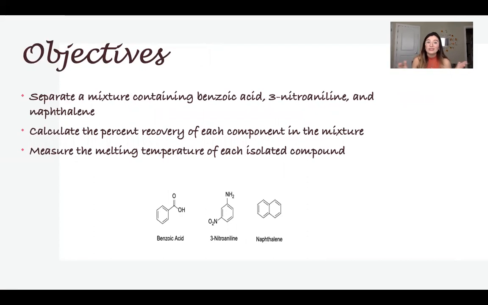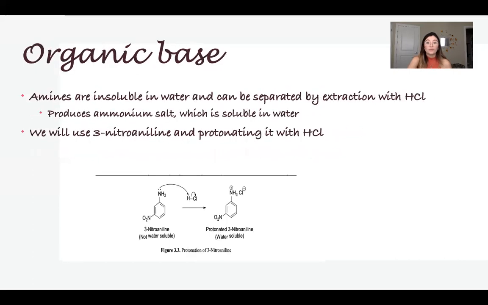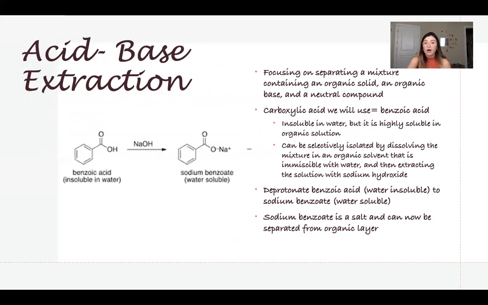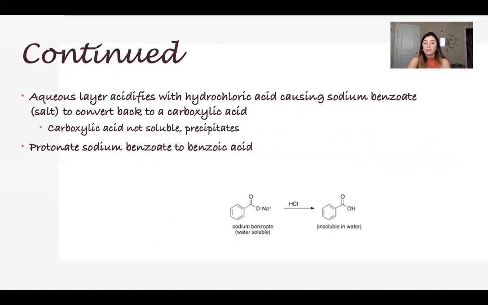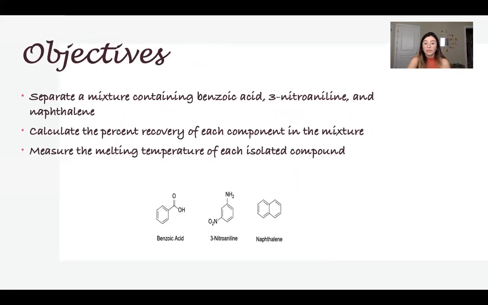The objectives for this lab: we're going to separate a mixture containing benzoic acid, 3-nitroaniline, and naphthalene. Naphthalene is going to be the neutral compound. Benzoic acid is going to be our organic solid, and our base is going to be 3-nitroaniline.